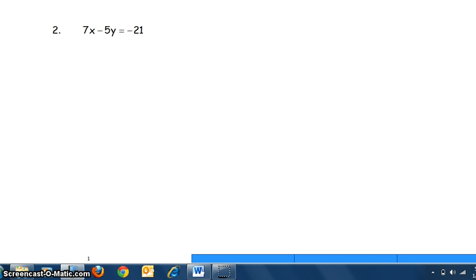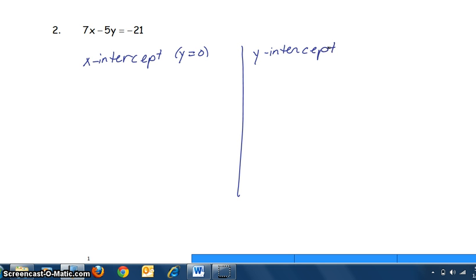7x minus 5y is equal to negative 21. Again, I would make two columns, one for the x-intercept occurring when y equals 0, and a column for the y-intercept occurring when x equals 0.